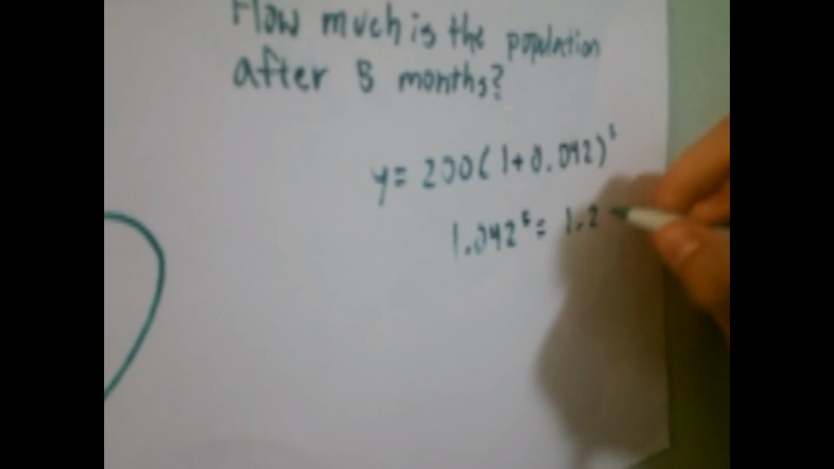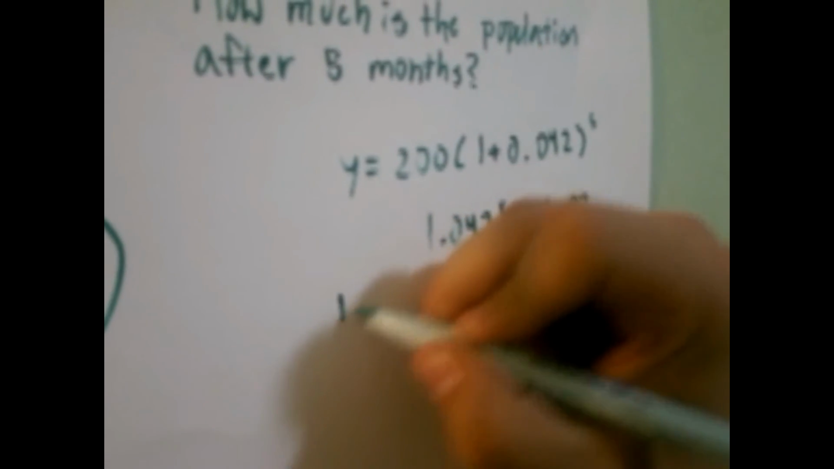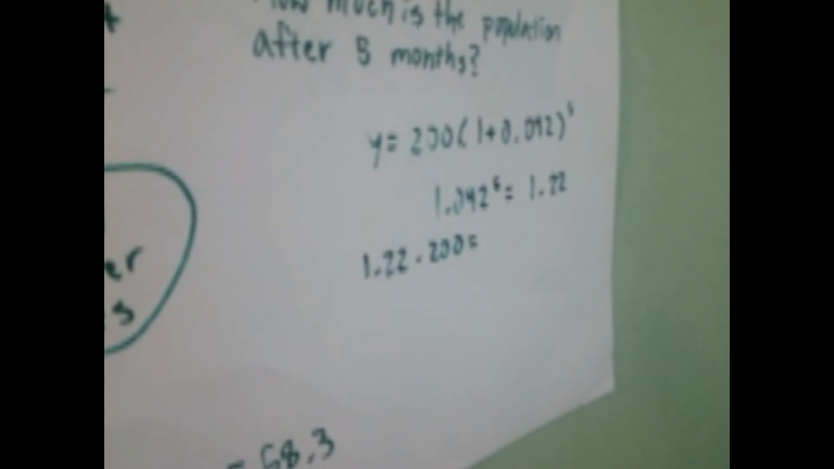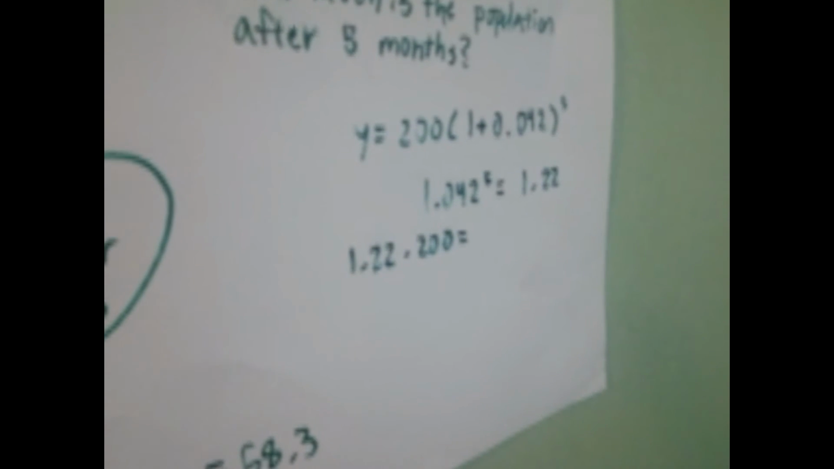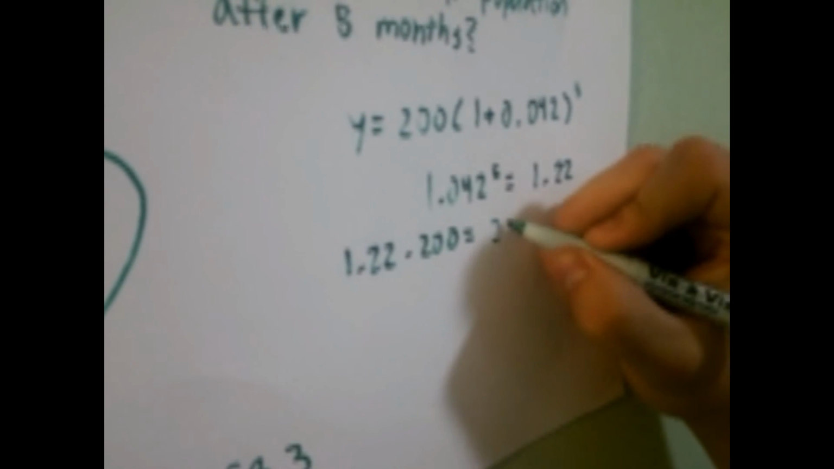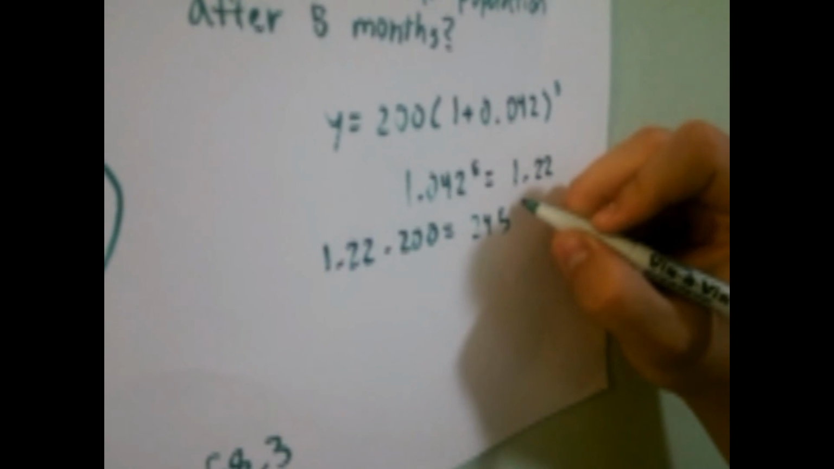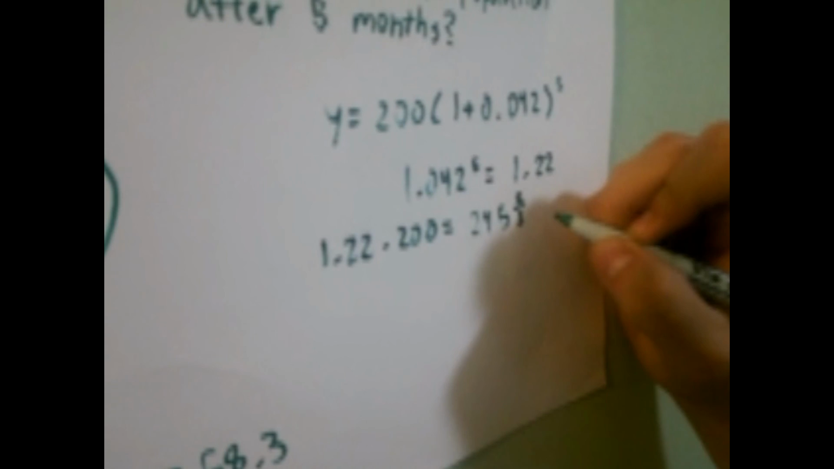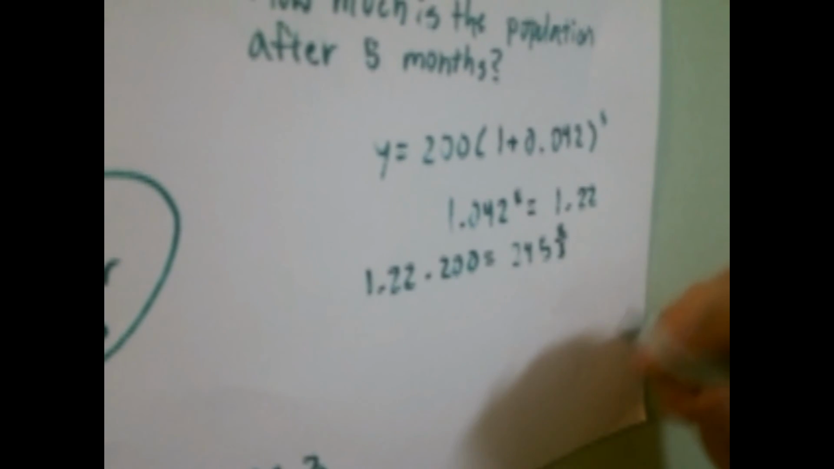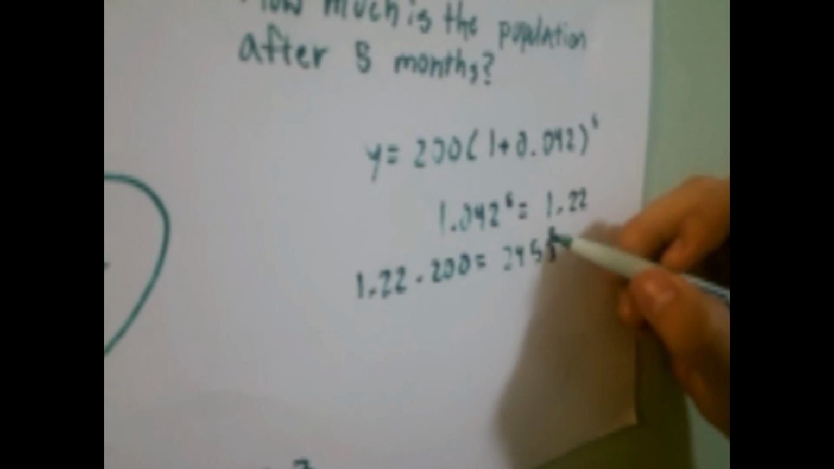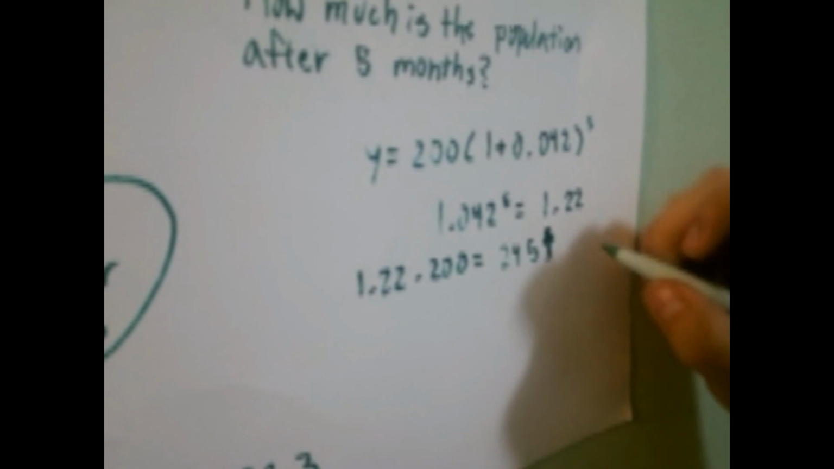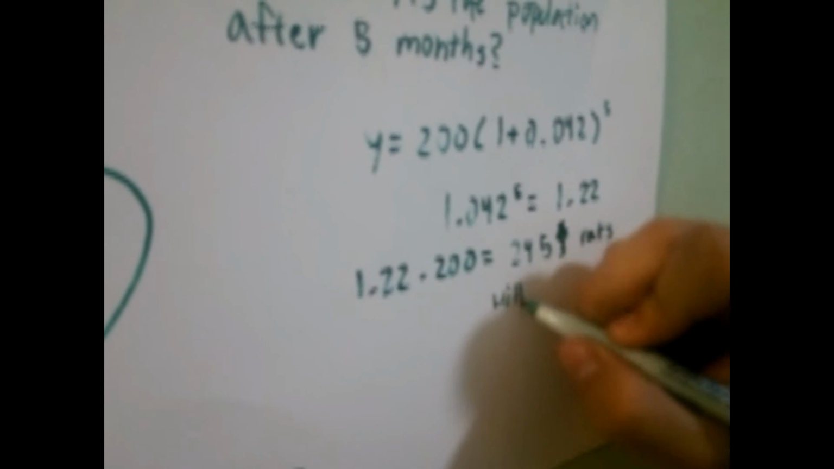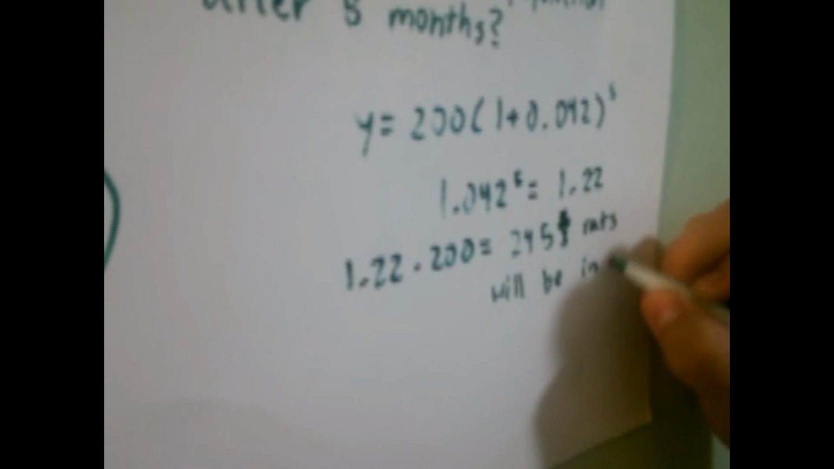And this equals 1.22. You multiply 1.22 by 200. You should get 245 and 2/3. There's your answer. 245 and 2/3. No, wait. That's not possible. So just 245 rats will be in the nest after 5 months.